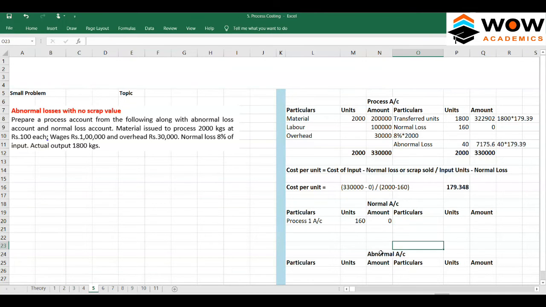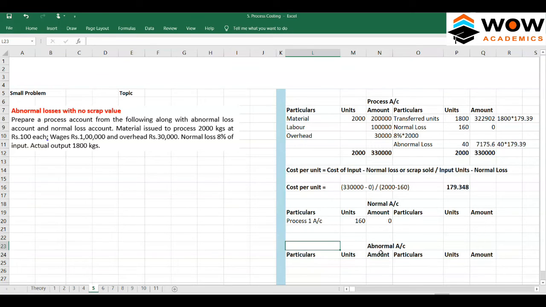But for the normal loss account, we have to transfer all of this here. Now when it goes, it becomes what is called a process account. From here it moves there. So this 40 units and this amount cannot be sold. Number one, it cannot be sold. It is only a loss.